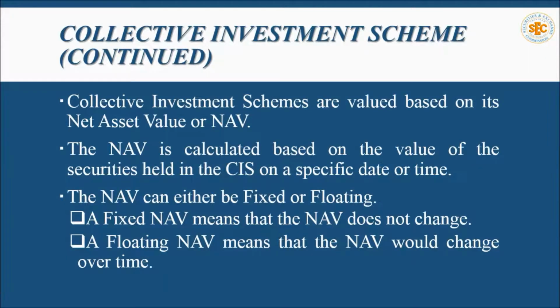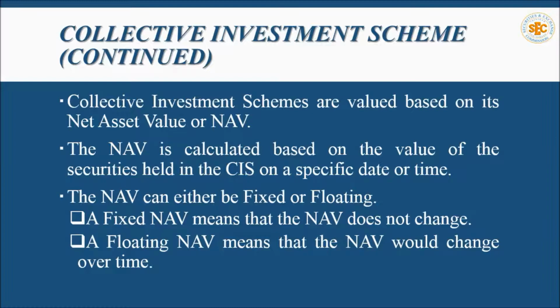Collective investment schemes are valued based on their net asset value, that is, the price per unit or share. The net asset value, or commonly called NAV, is calculated based on the value of the securities held in the CIS on a specific date or time. It can either be fixed or floating.